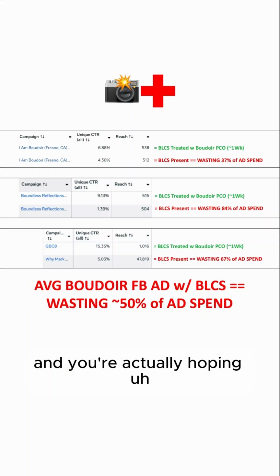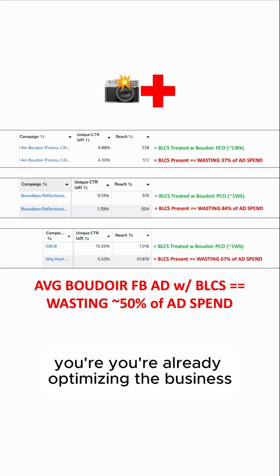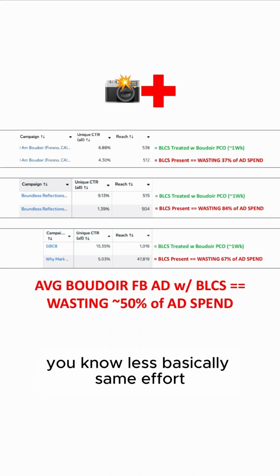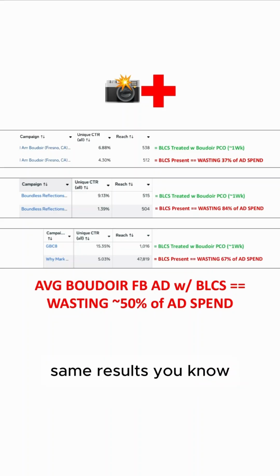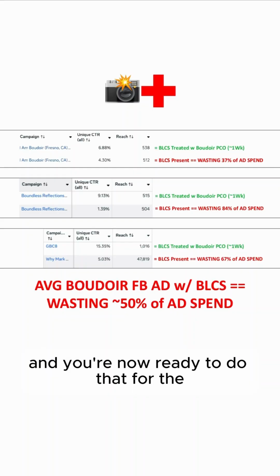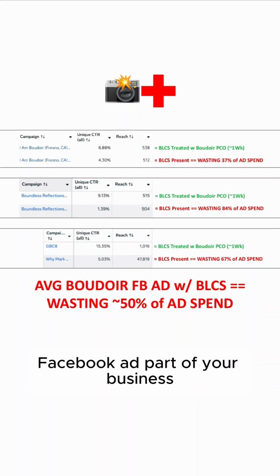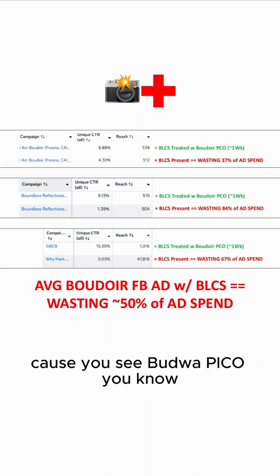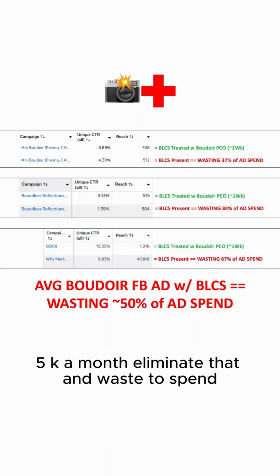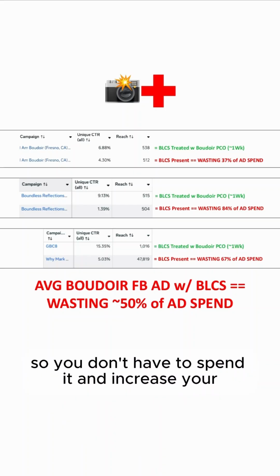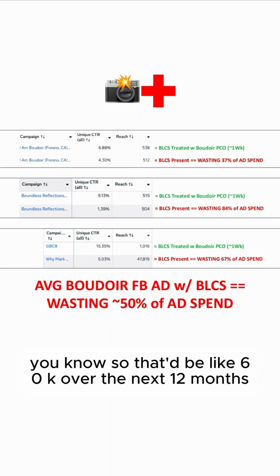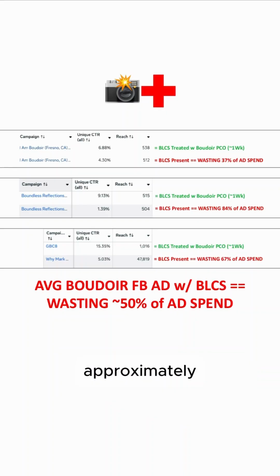And you're already optimizing the business, optimizing other parts of the business. Basically, same effort, more results, or less effort, same results. Optimizing there, actually pull more profit out. And you're now ready to do that for the Facebook ad part of your business, because you see Boudoir Pico, you can save on average approximately 5K a month. Eliminate that in wasted spend, put that back in your pocket so you don't have to spend it. So that'd be like 60K over the next 12 months approximately.